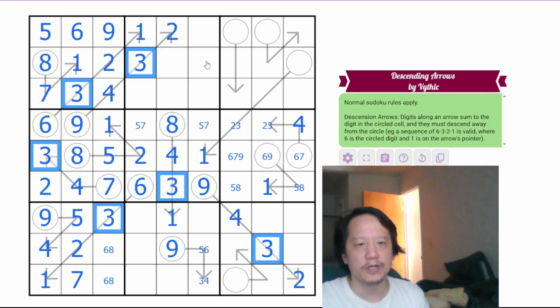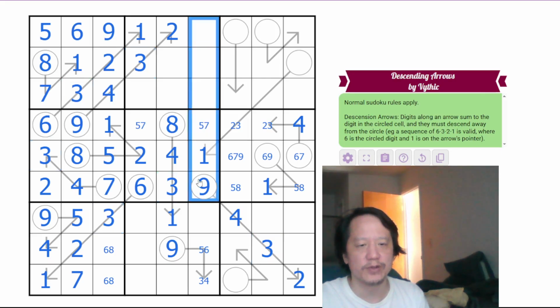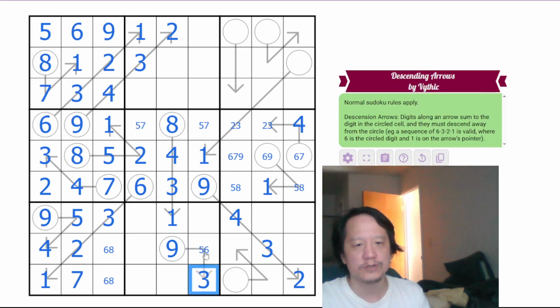Where is 3 in column 6? Can't be here because of 3 in the boxes. Can't be here because of 3's in the row, so 3 has to be here. So this must be 3 and 6 here. 6 eliminates 6 here, so it's 8 and 6 there.